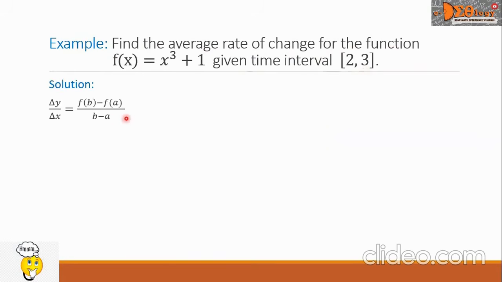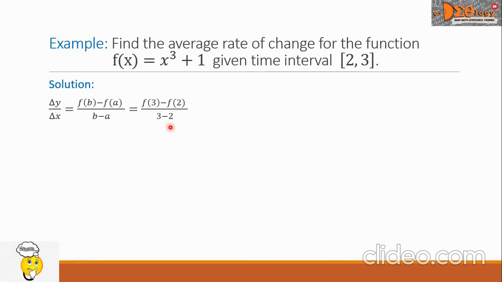For our solution, let us write the formula of the average rate of change. With regard to the given function here, we will write Δy over Δx is equal to f(b) − f(a) all over b − a. With regard to the given time interval, we will write now f(3) − f(2) all over 3 − 2.